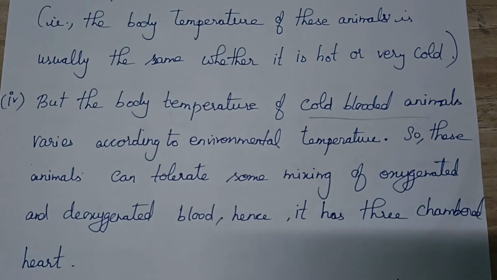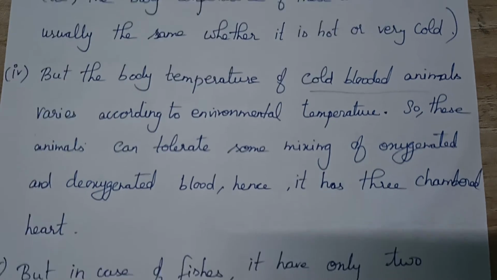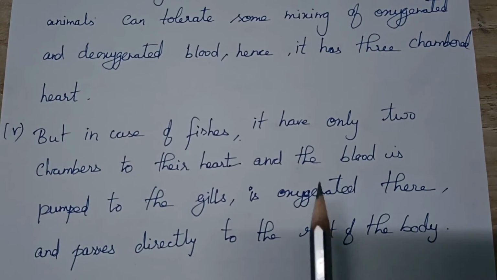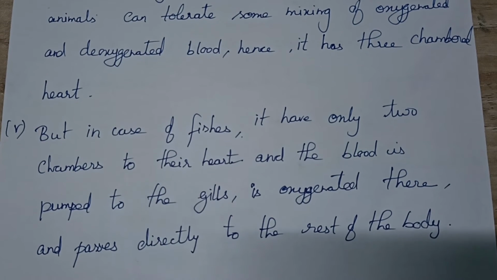So in that case they have only a 3-chambered heart, because it can adapt to the surrounding environment. It will not maintain the same temperature like human beings. But in case of fish, it's entirely different. It has only two chambers in the heart.